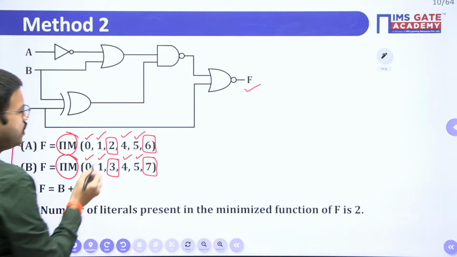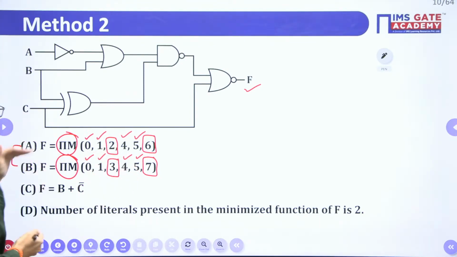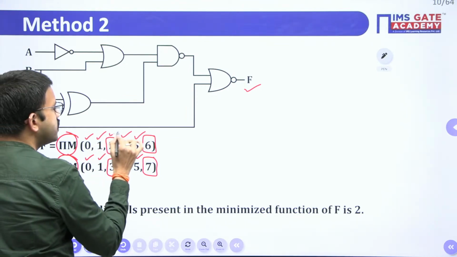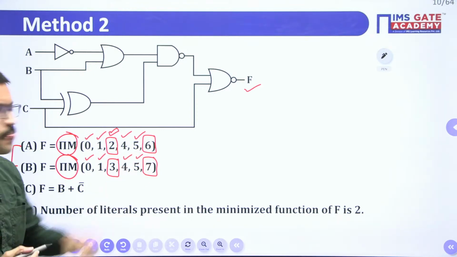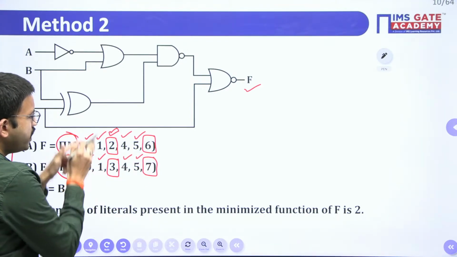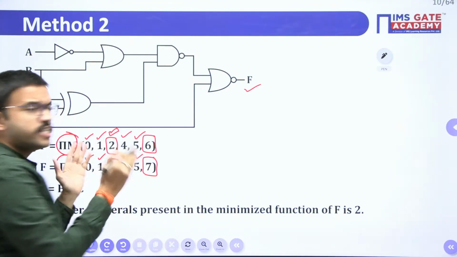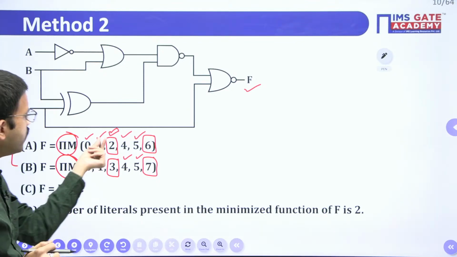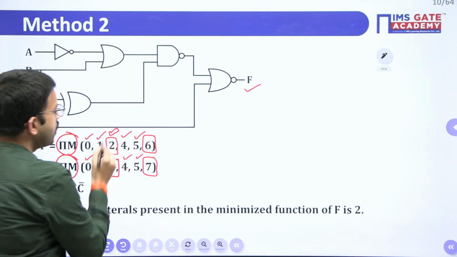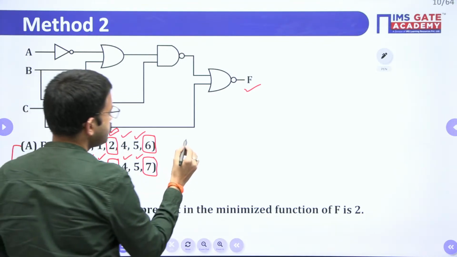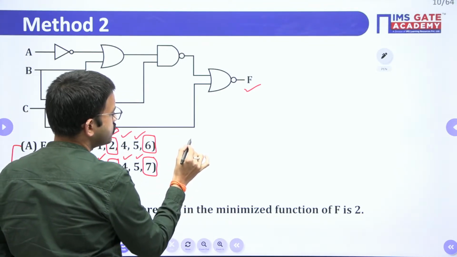Say for example, we don't know whether option A is correct or option B is correct. So for the timing, I'm just assuming option A is correct. Whichever terms are common, you don't need to check those combinations. Wherever the terms are different, you start with that one. So I'm considering max term 2. See here, I'm having 2.